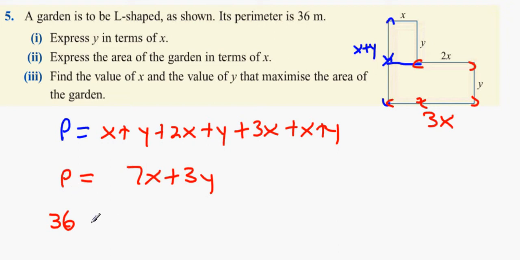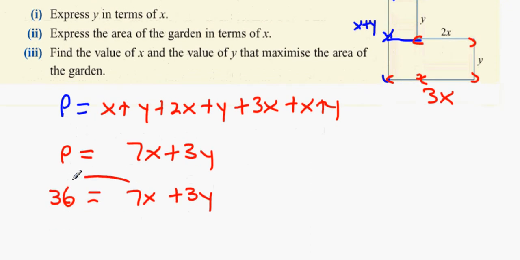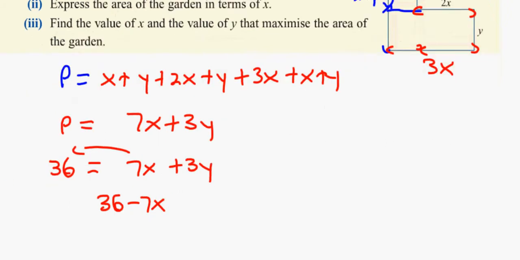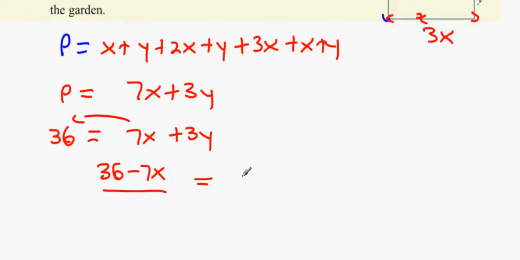So 36 meters equals 7x plus 3y. What we're going to do is move the 7x over to the other side. We get 36 minus 7x equals 3y. And then we divide by 3, and we get y equals 36 minus 7x all over 3.